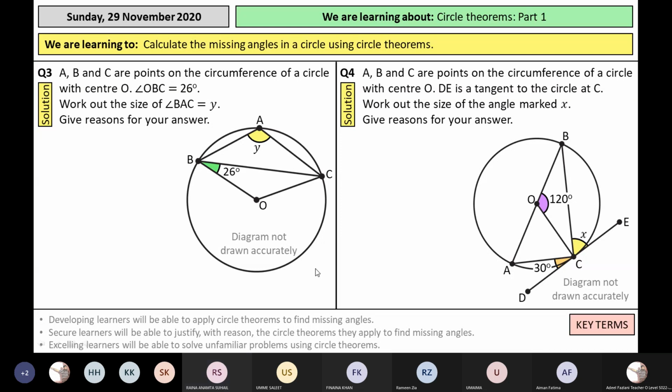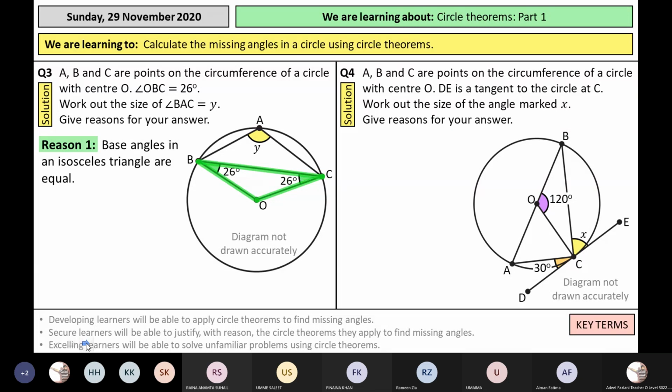Done, sir. Yes, done. Question number 3. All right. What is the answer of question number 3 according to you? 117. 116. Yes, sir, 116. First of all, you need to target the triangle. Okay, all right.